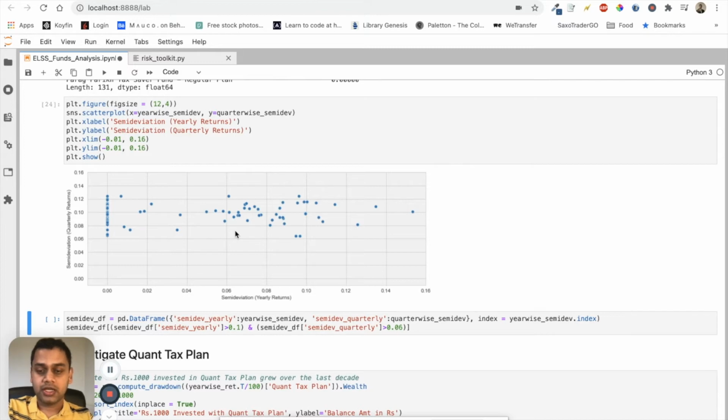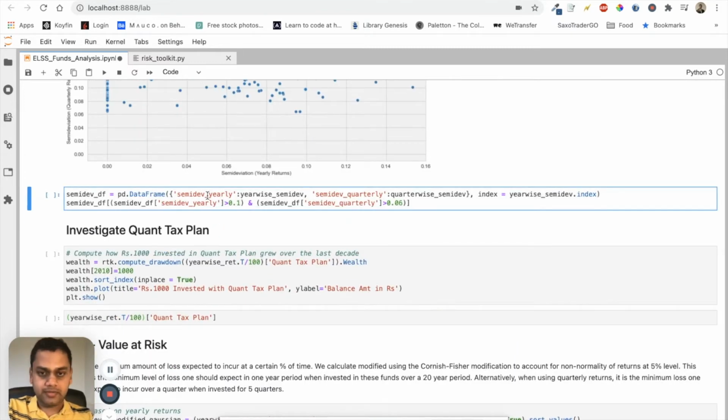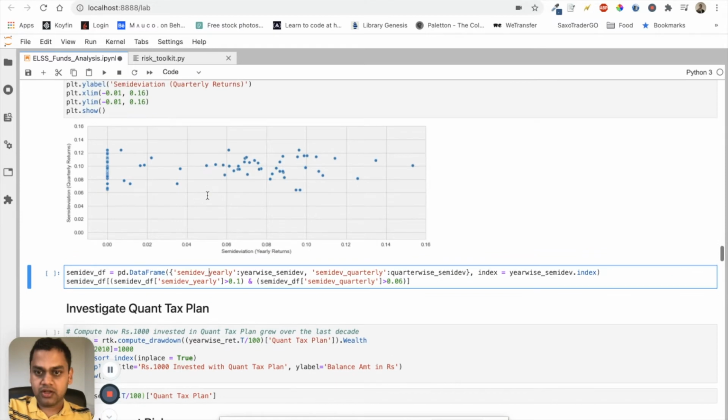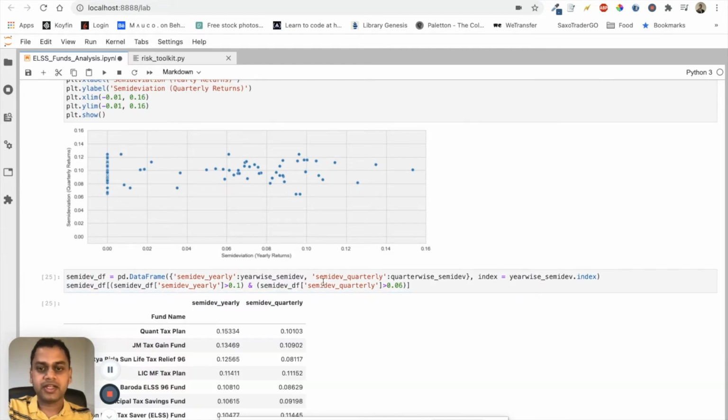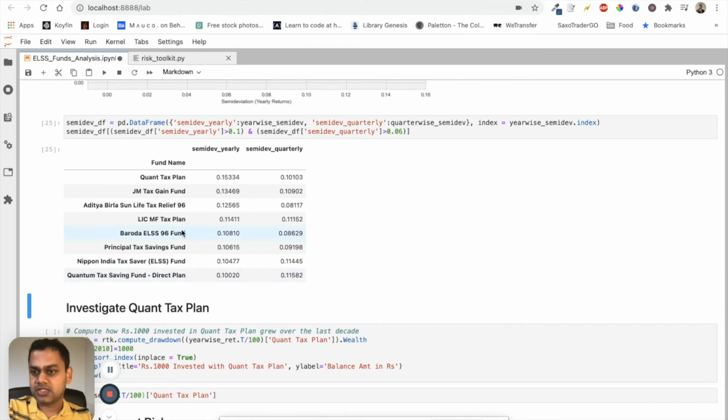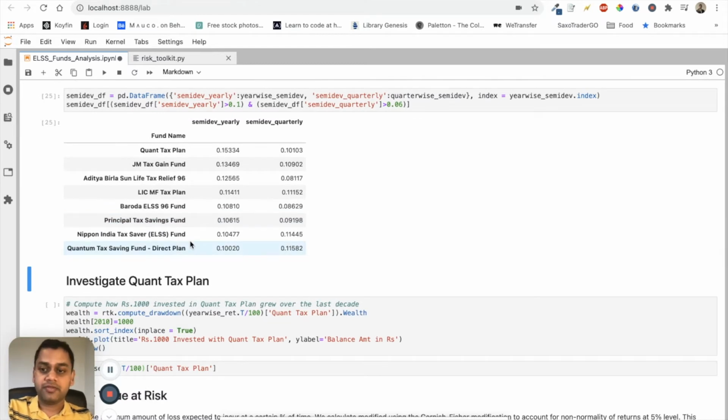So quarterly returns. Let's look at the funds which have more than 10% semi-deviation in yearly returns, and maybe more than 6% in quarterly returns. Let's just look at the culprits, and you can see some of these names did come up before. The Quantax fund comes up, and I think the Aditya Birla Sun Life Fund 96 also came up. But an interesting measure of risk, that's all.